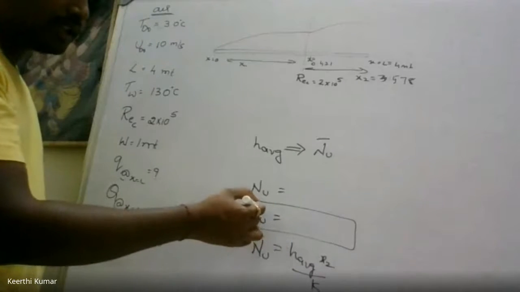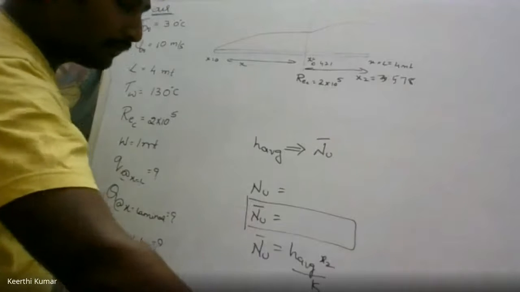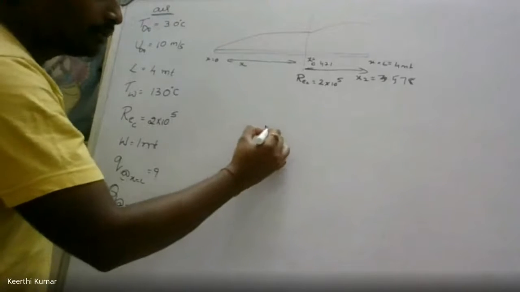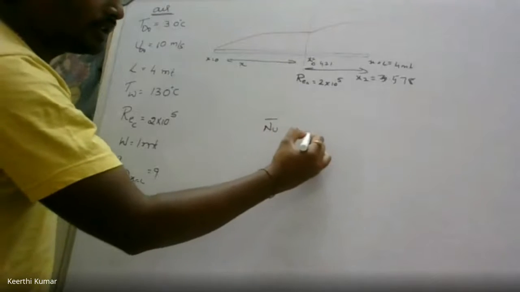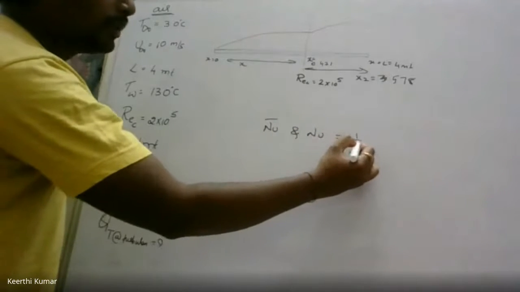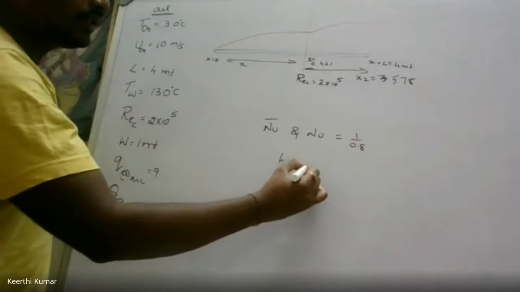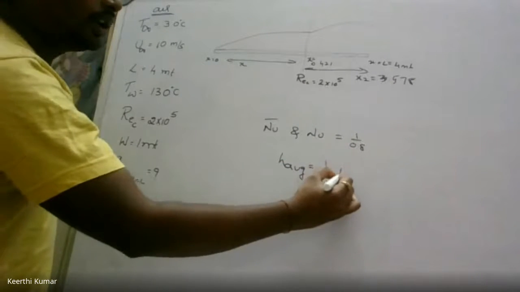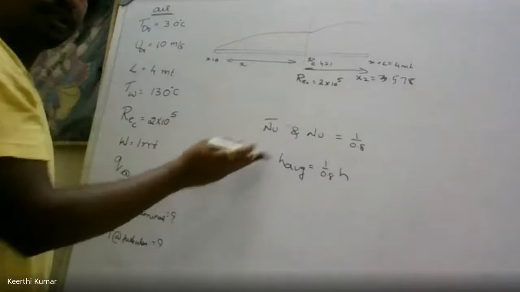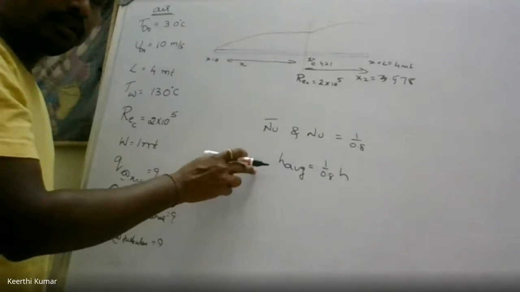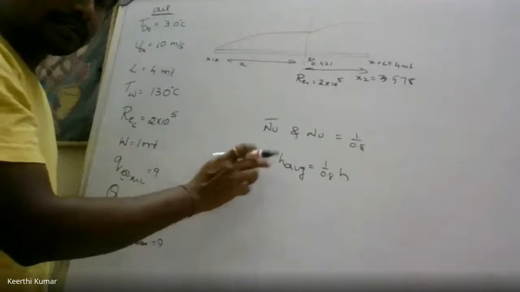So instead of increasing the number of steps, I have just taken the ratio of Nusselt number average and Nusselt number. It is 1 by 0.8. I included that in H average. H average is equal to 1 by 0.8 into H. This is also the same and this is also the same. Clear how we got H average for turbulent? H average for turbulent is this.